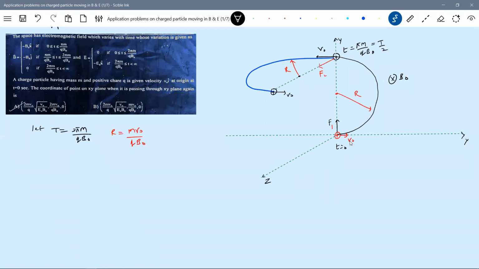Now what will happen? The magnetic field is switched off. Then what will come into the picture? The electrostatic field, which is minus E naught k cap. How will the particle move after this? Minus E naught k cap means the electric field will be directed into the plane of paper. He is asking for the coordinates of the point where it passes through the XY plane again.